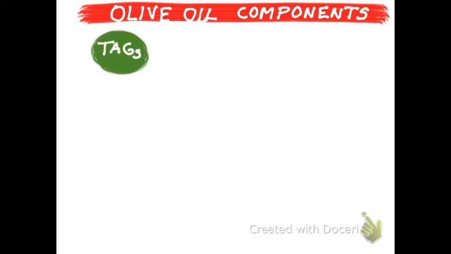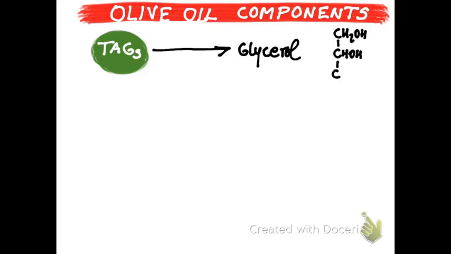What are the components of extra virgin olive oil? The most important is the TAG. TAG are triglycerides or triacylglycerides. These molecules are composed of glycerol, a polyalcohol with 3 carbons that you can see here on the right, and also contain fatty acids.